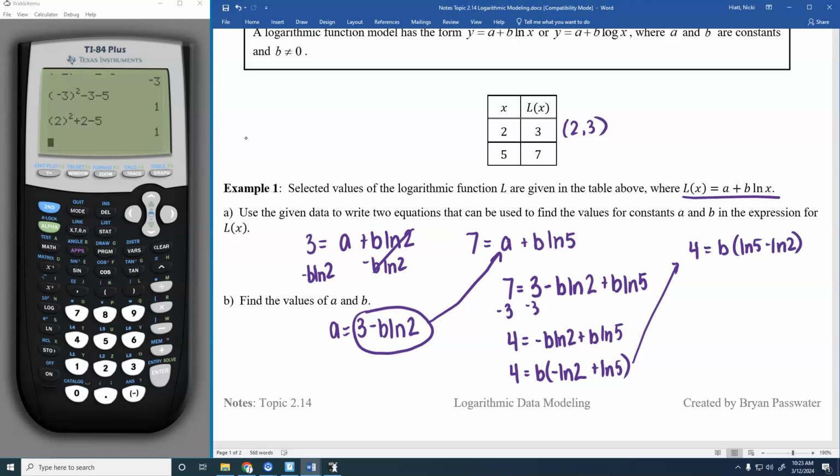Can I put those together? If I have subtraction, I can use division. So I'll have 4 equals b natural log of 5 halves, or 2.5 if you want to use a decimal. And then I'm trying to get that b by itself, so I'm going to divide both sides by natural log of 5 halves. Cancel it here. So my b is 4 divided by natural log of 5 halves.